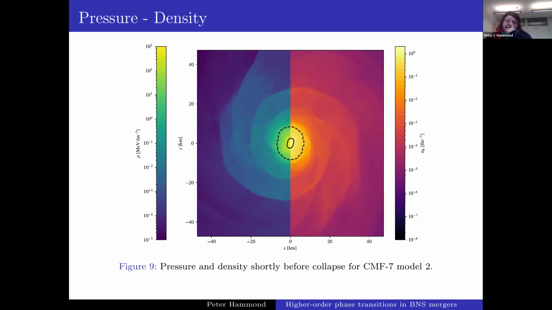And then this is a different model. This was exactly the same masses for the initial neutron stars, for a different equation of state. And this one, shortly before it collapses, you can actually see this solid contour is showing us that there's pure quark matter inside this region here. So we do access all the regions of the equations of state that we have.